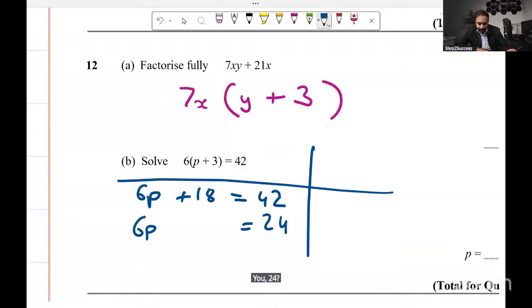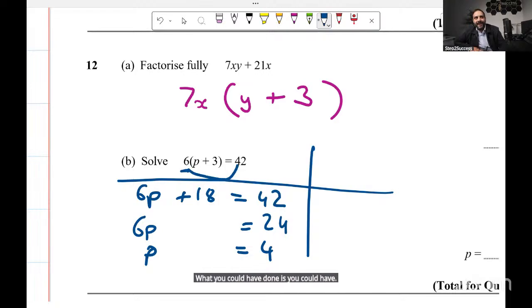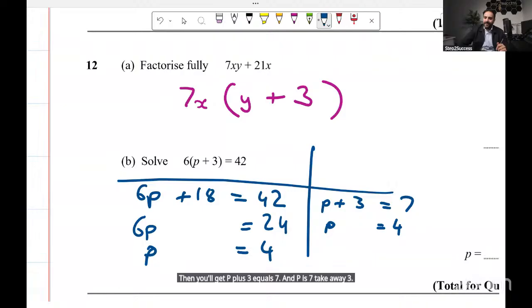And then 24 divided by 6 is 4. Alternatively, what you could have done is divide by 6 at the beginning, because 42 divided by 6 is 7. Then you'll get p plus 3 equals 7, and p is 7 take away 3. So two ways of getting to the same answer. p equals 4 is correct.